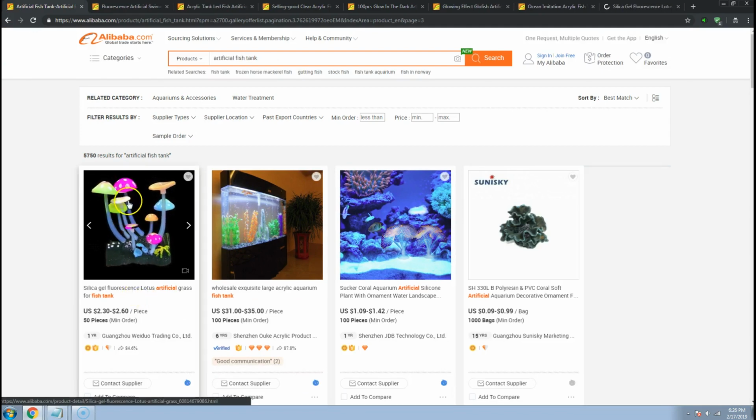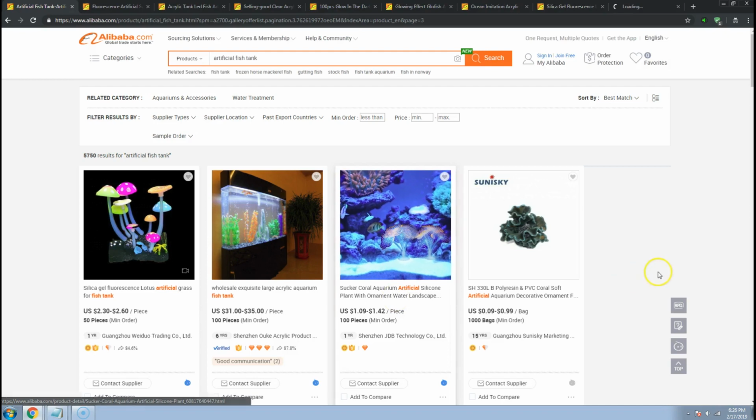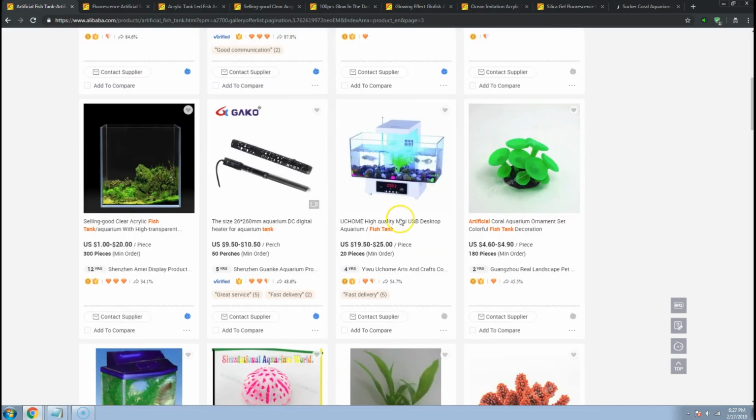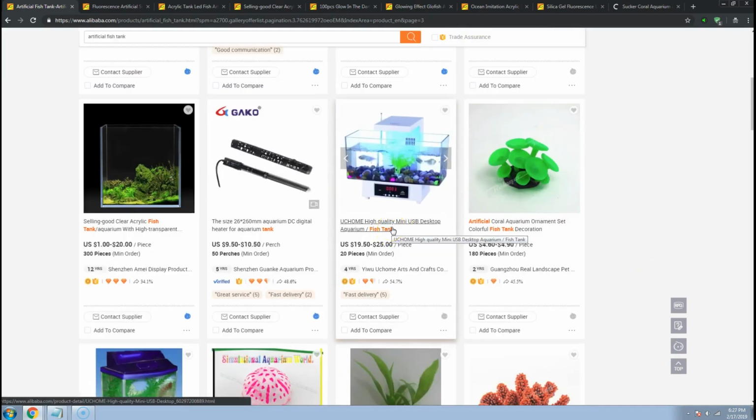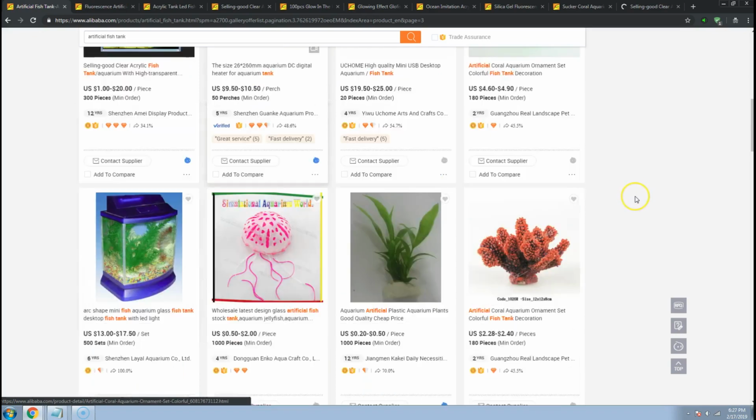like that would be pretty trippy and cool to just have in your tank and to showcase in an image. I can see something like this being really catchy. Sucker, coral, aquarium, artificial silicone plant with ornament water landscape. Okay, so now we're talking. Selling good clear acrylic fish tank like this, and then all you have to do is just have an attachment of the lights. Don't need a heater.